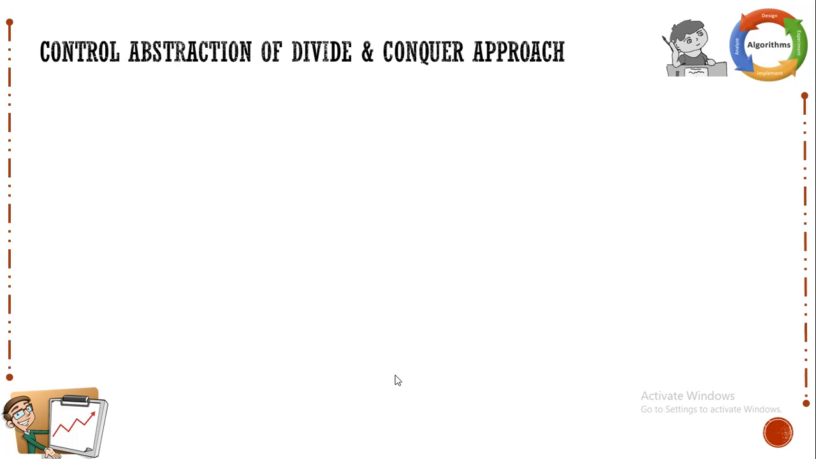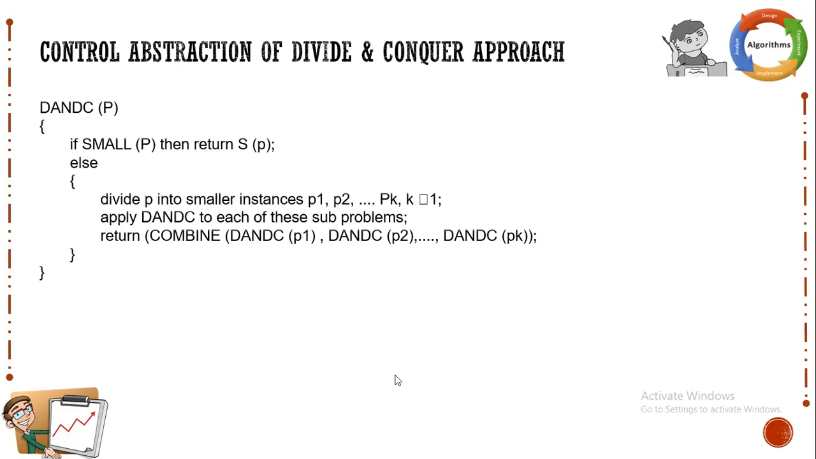So normally in an examination, there is a question that you need to write a control abstraction of a divide and conquer approach. So what exactly is the control abstraction? A control abstraction is a procedure whose flow of control is clear, but whose primary operations are specified by other procedures whose precise meanings are left undefined. So let's see how we can write a control abstraction of a divide and conquer approach.